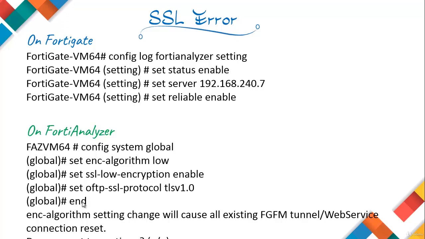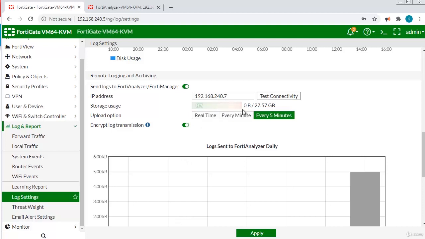Give a command end. This will reset the tunnel between the two devices and it will prompt whether to continue or not. Click yes and it will reset your connection. Once it gets reset, you can see 0 bytes out of whatever capacity you have allocated, that will be displayed over there. Before giving those commands, it will be SSL error. Once you have done that, this status bar will be available with the data.